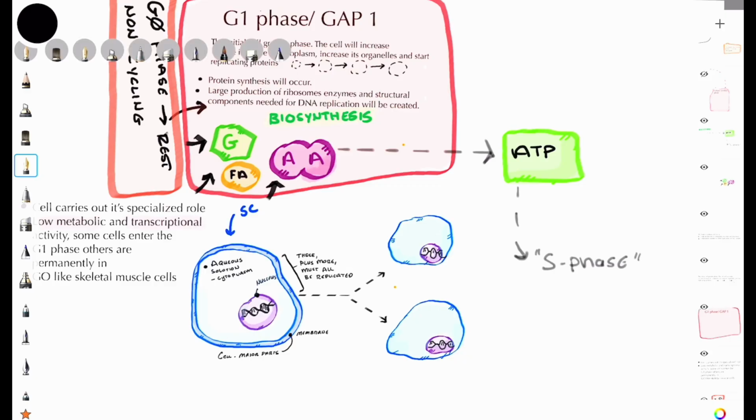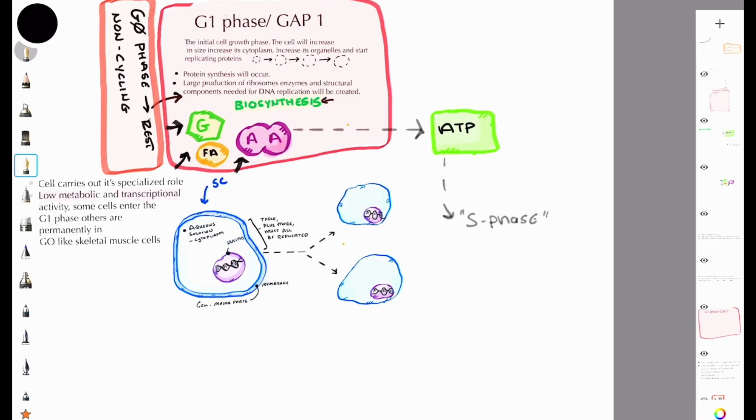So we call this biosynthesis, right? The cell is creating or synthesizing new biochemical material, and it's going to require a lot of ATP to make that happen. And it's going to take some energy for that parent cell to enter the S phase, okay? So it has to increase its consumption of macronutrients in that G1 phase. It has to create ATP in order to enter that S phase.